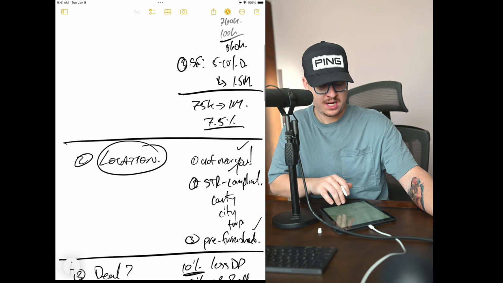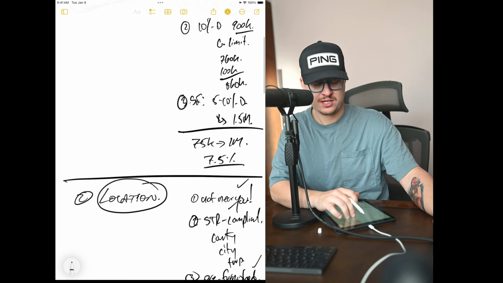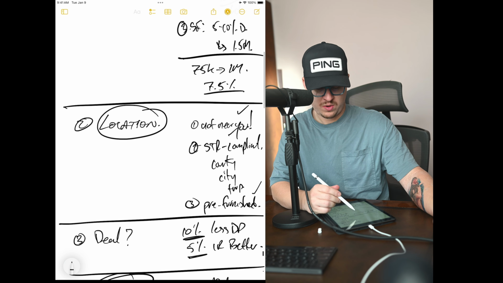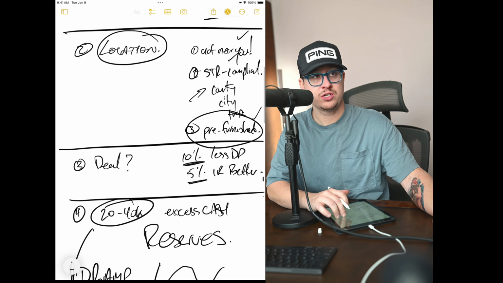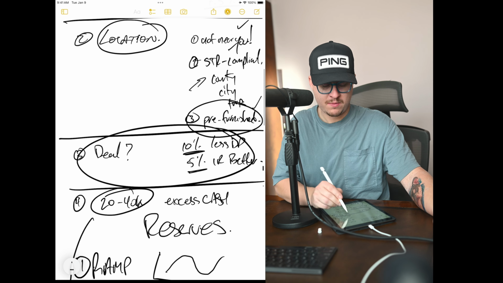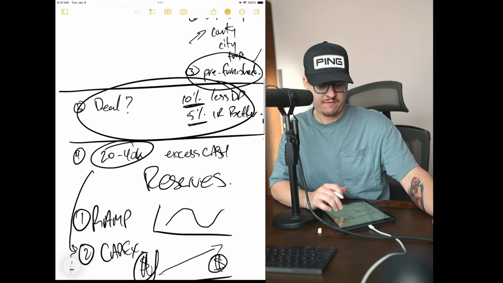So just to reiterate the things you need in order to find the right STR: Cash on hand, establish what you can afford to buy. Location, along with probably something that's pre-furnished. Don't forget the compliance, making sure it's a good compliant deal. And then optimizing your deal for 10% down payment or less, 5% interest rate or better if possible.